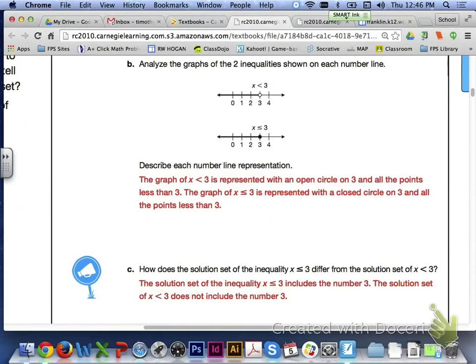For letter B, the graph of x is less than 3 again is represented with an open circle on 3 and all the points that are less than 3. The graph of x is less than or equal to 3 is represented with a closed circle on 3 and all the points less than 3. For letter C, the solution set of the inequality x is less than or equal to 3 includes the number 3, and the solution set of x is less than 3 does not include the number 3.